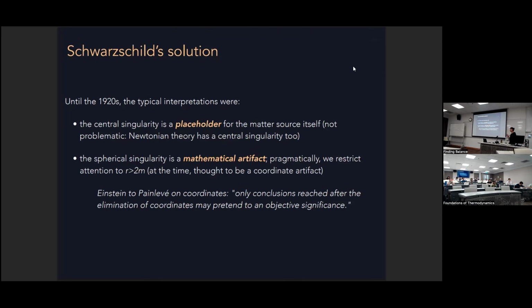And, you know, Einstein famously talked about coordinate artifacts. So in this letter to Painlevé, he says, "Only conclusions reached after the elimination of coordinates can pretend to have objective significance." So this objective significance won't be granted to things that are mere coordinate artifacts.